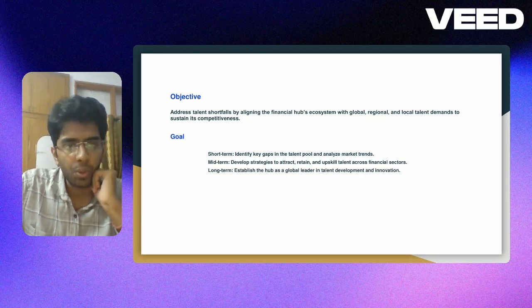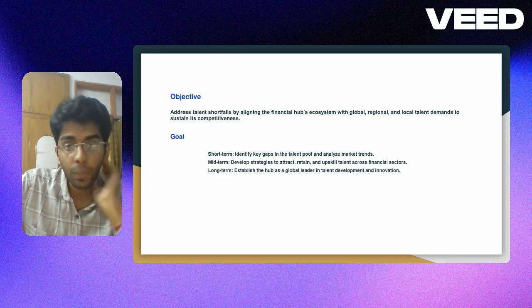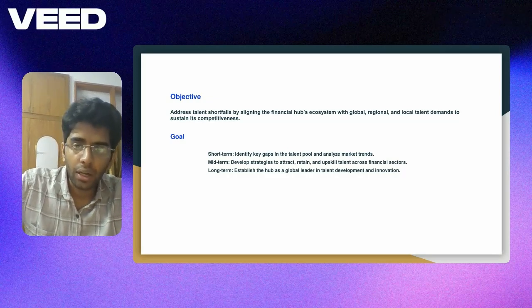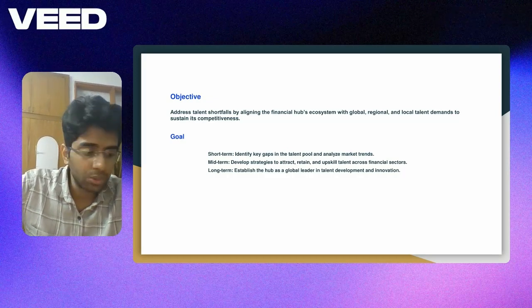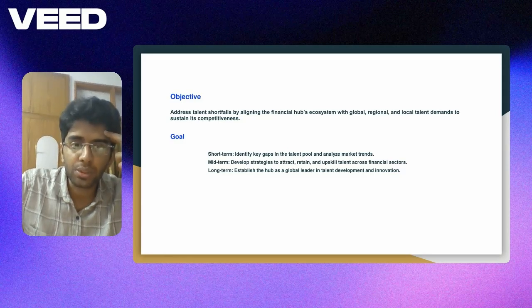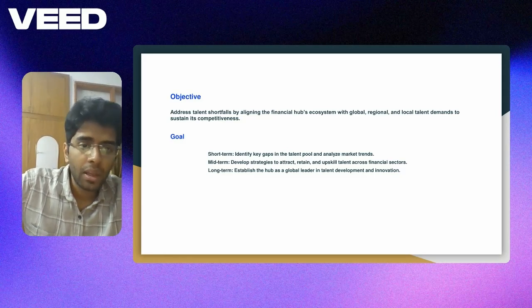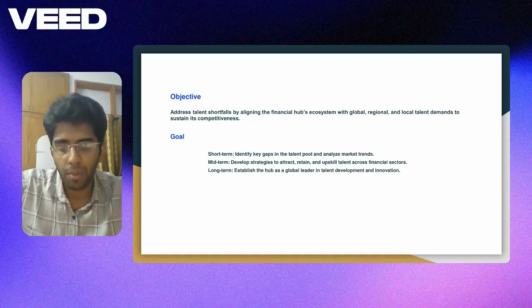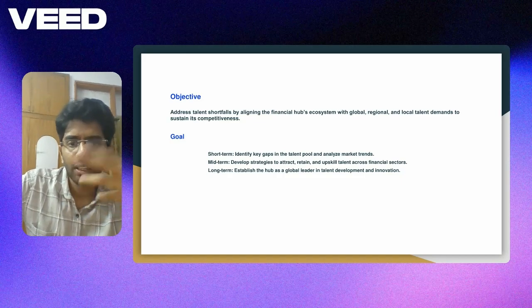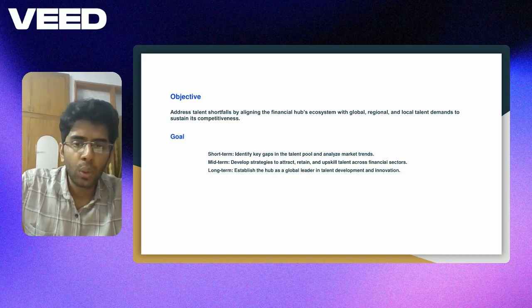The second one is mid-term goals: to develop strategies to attract, retain, and upskill talent across financial sectors. The mid-term goal is more about addressing the current gap. It's about what we can do, with the best measures and the resources at our disposal, so that we can attract and retain the best talent across the world. So we need to know what this best talent is looking for. Is it the remuneration part, or is it the work-life balance part?